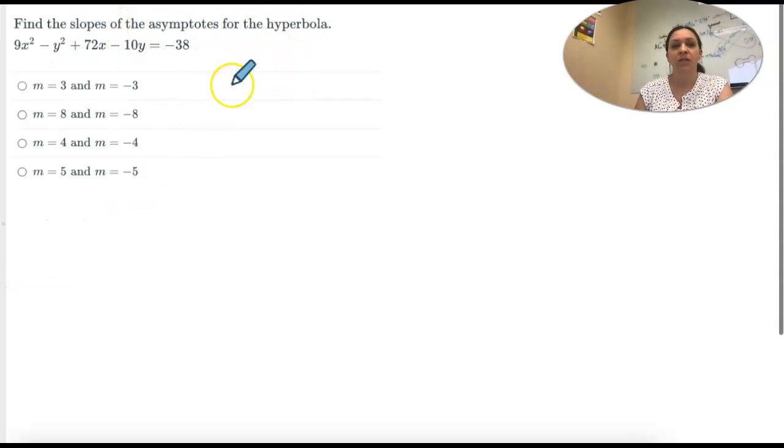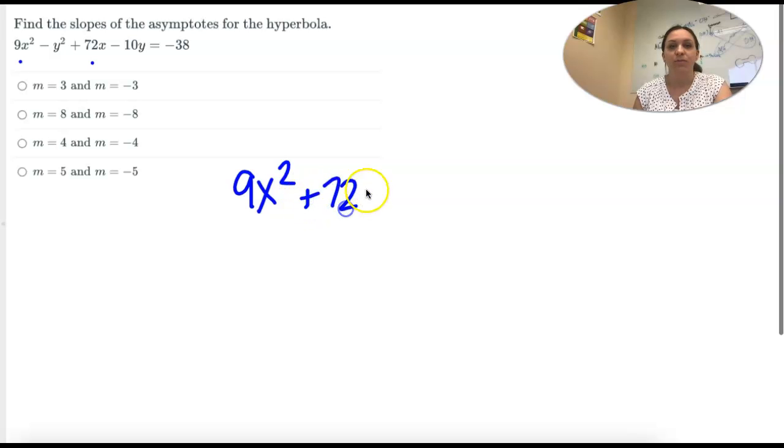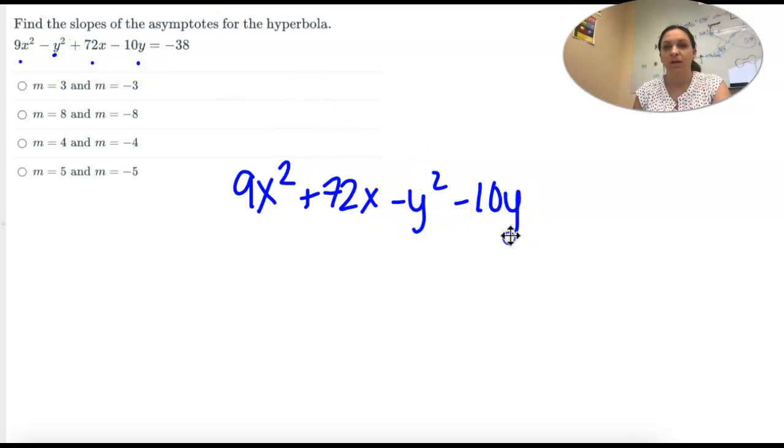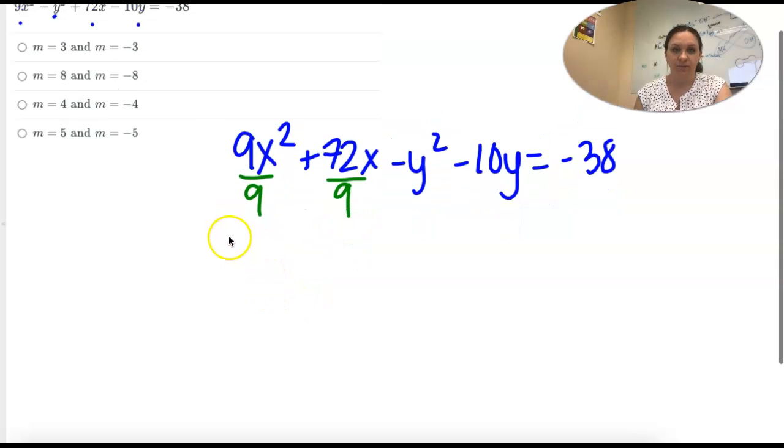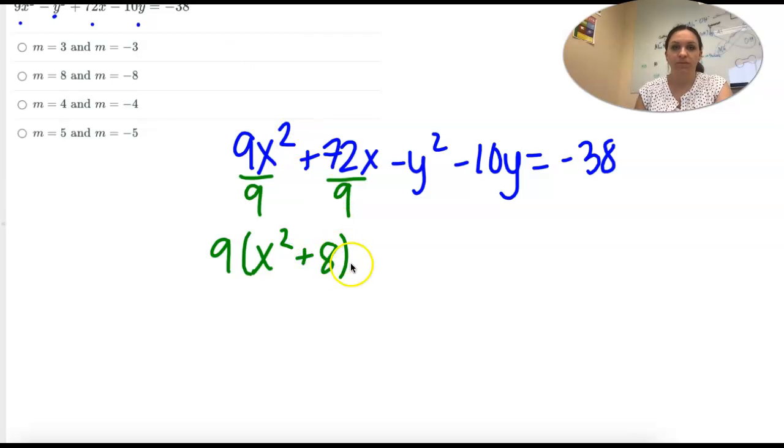Okay, find the slopes, but we're not in standard form. So this one, sorry guys, we have to complete the square and get it in standard form. So I'm lining up my x's, I'm lining up my y's, minus y squared minus 10y equals -38. So there's a number by x squared, we have to take it out. And then we're going to complete the square and add a number. There's also a number by y squared. Do you see it?